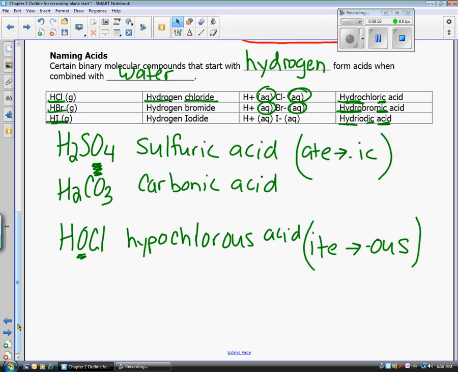You really don't have to worry about that when you have an oxygen involved. Okay, so these have oxygens. There's no oxygen involved. It's nice and straightforward. Hydro, add ick to the end, and acid. And that is it for chapter 2.